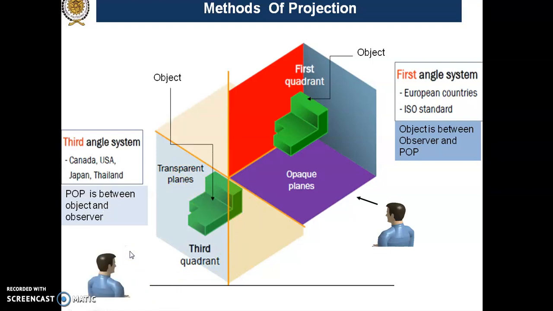Whereas in the third angle method of projection, the POP is placed between the object and the observer. Here there is an observer and here is the object. This is the plane of projection, POP. It is placed in between the object and the observer over here.